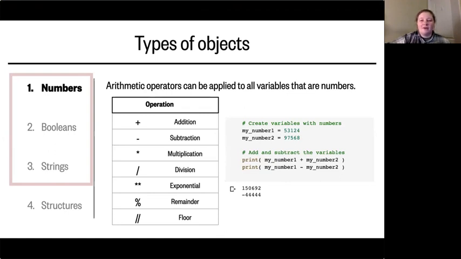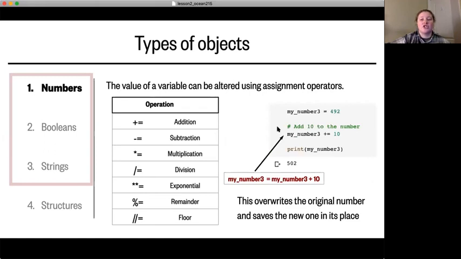But say you have a number and you want to alter it, but you don't really care about saving the original value. In this case, you can change just that number using an assignment operator, shown here. You can see that it's basically just the arithmetic operators with an equal sign afterwards.